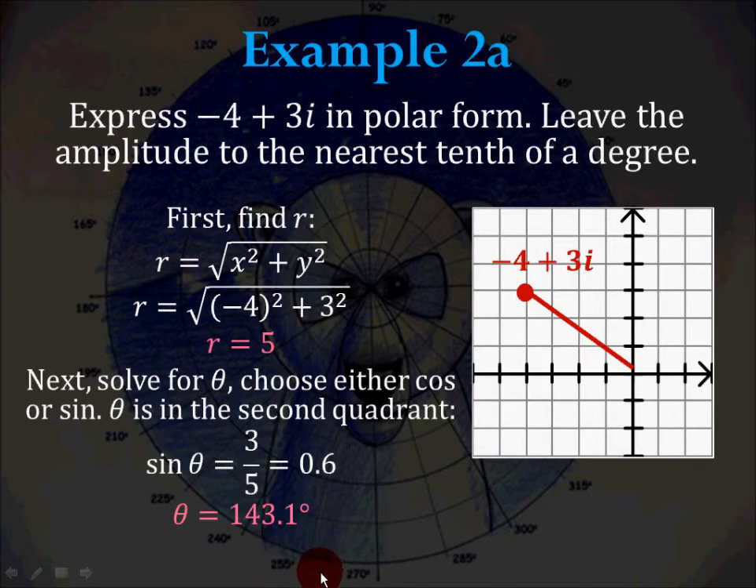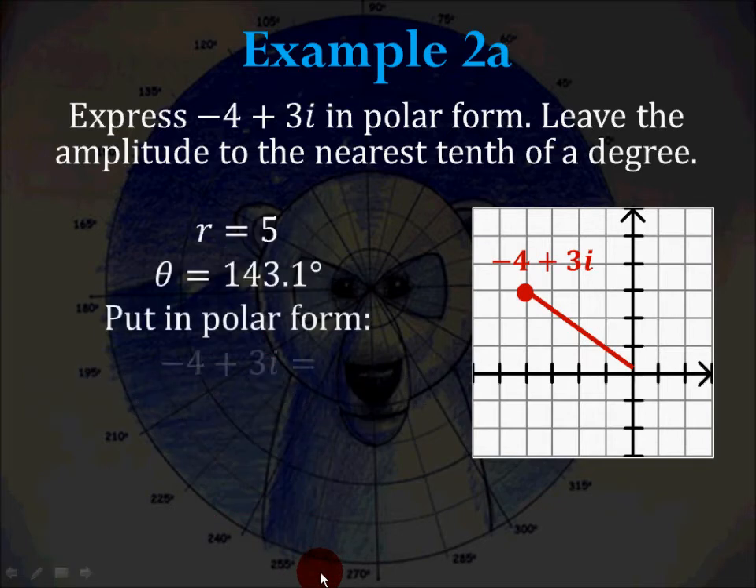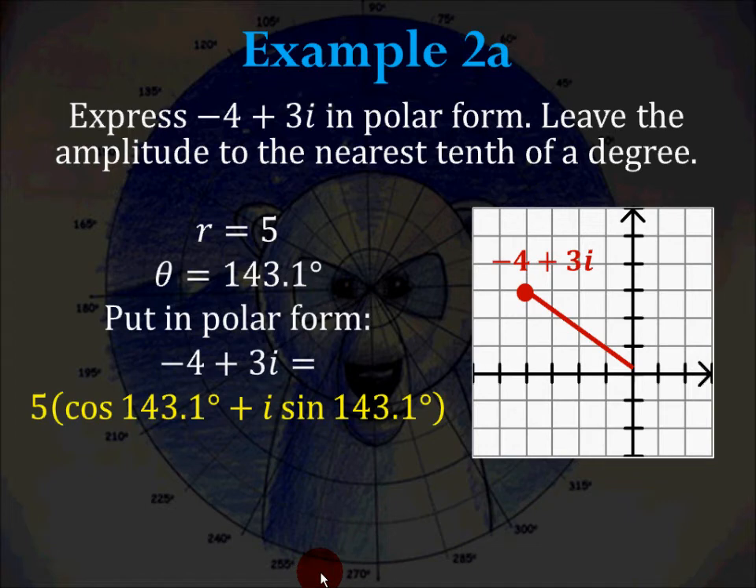So you have your r, you have your theta. Now you put that all together. Your negative 4 plus 3i equals r, which is 5, times cosine theta plus i sine theta. So 5 times cosine 143.1 degrees, plus i sine 143.1 degrees. And in polar form, you will notice theta is going to be the same because it appears both after the sine and the cosine. So when you see a problem where you're converting a complex number to polar form, first solve for r, use either sine or cosine to solve for theta. Remember, taking note which quadrant theta is in. You're going to get the reference angle if you use your calculator. Then use that reference angle to calculate the angle in the correct quadrant.